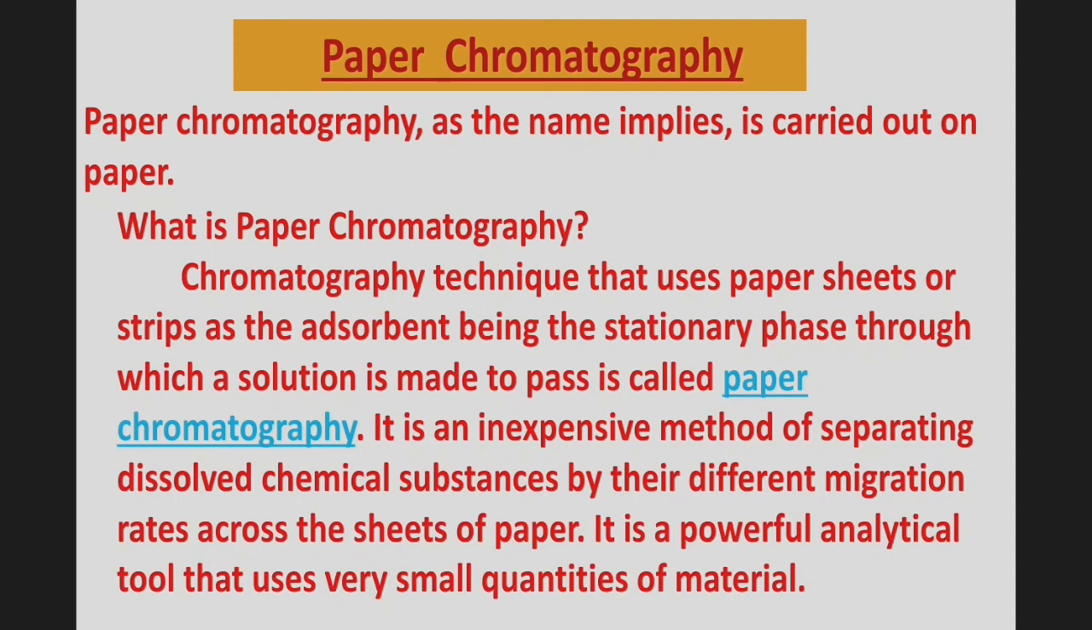Then, paper chromatography. Paper chromatography, as the name implies, is carried out on paper. What is paper chromatography? How can we define it? A chromatography technique that uses paper sheets or strips as the adsorbent, being the stationary phase through which a solution is made to pass, is called paper chromatography. It is an inexpensive method of separating dissolved chemical substances by their different migration rates across the sheets of paper. It is a powerful analytical tool that uses very small quantities of material.